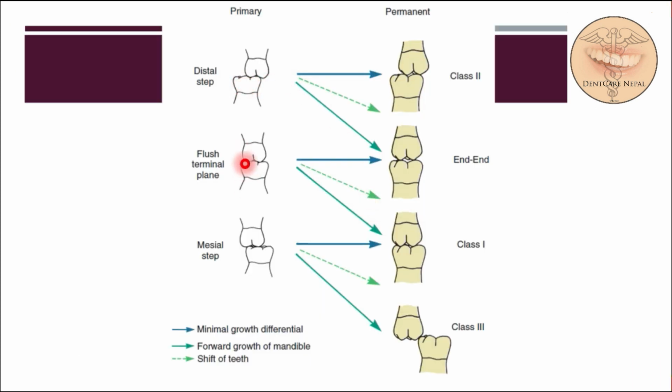This is the picture depicting the flush terminal plane. If the growth is normal, a class 1 molar relation will result later. If the mandibular growth is retarded, then only an end-to-end molar relation will result. So what are the possibilities when a distal step and a mesial step are present in the deciduous dentition? That is also given here.